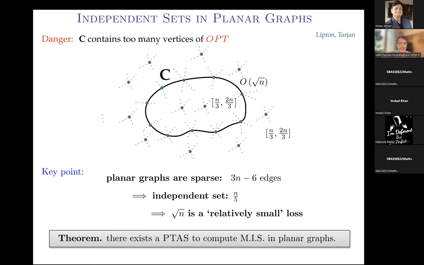Right, Imdad, exactly. In all of this, you don't need a cycle. You draw a cycle because visually, that's how you think about these things. But it's basically just a set of vertices you remove to do divide and conquer.